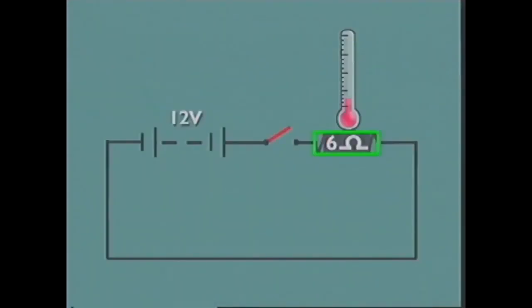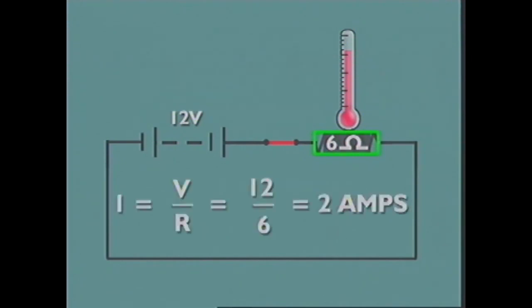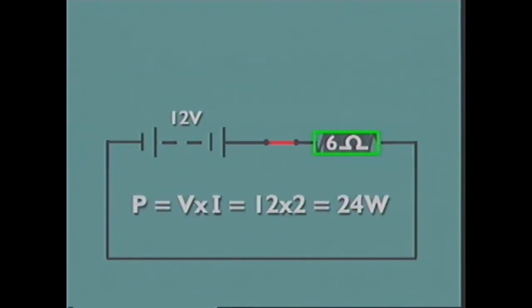When current flows in this circuit, the resistor may become hot as it converts electrical energy into heat energy. By Ohm's law, 2 amperes of current are flowing in the circuit. From the power equation, a voltage of 12 volts and current of 2 amperes means 24 watts of power are being taken from the circuit by the resistor.